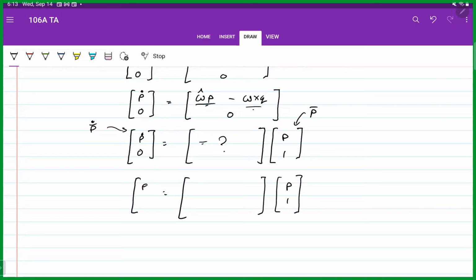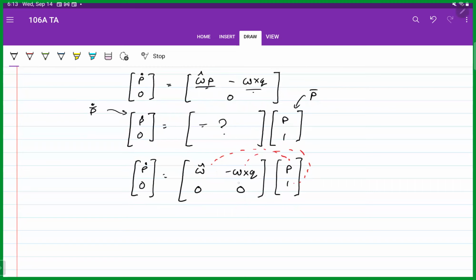P dot, 1 equals omega hat, negative omega cross Q, a 0 and a 0, okay? So what we're doing is taking this P, multiplying it by omega hat, and then adding that to 1 times negative omega cross Q. And that gives us omega hat times P minus omega cross Q. So what is this term, negative omega cross Q?